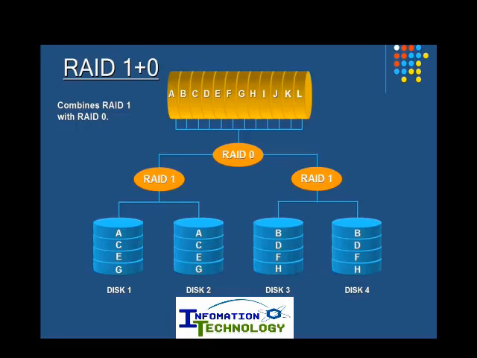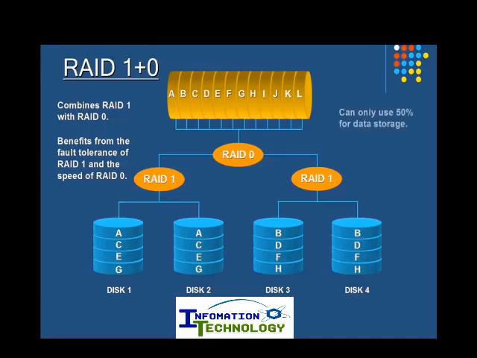So a RAID 10 setup benefits from the fault tolerance of RAID 1 and the speed of RAID 0. But the downside in a RAID 10 is that you can only use 50% of the capacity for your storage. So if you're using 4 disks in a RAID 10 setup, you can only use 2 of them for actual storage.